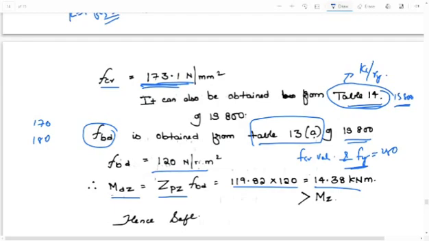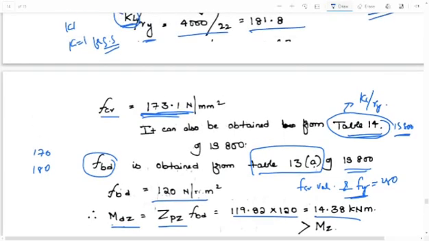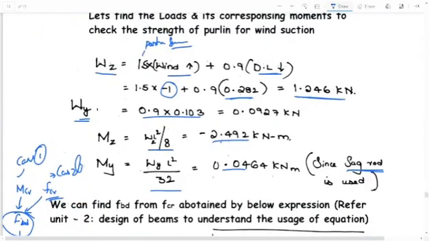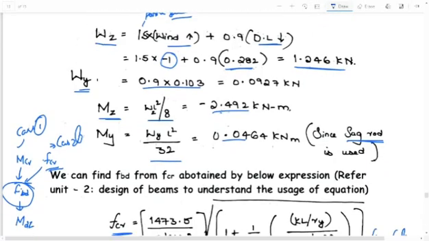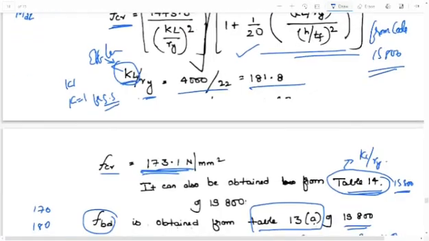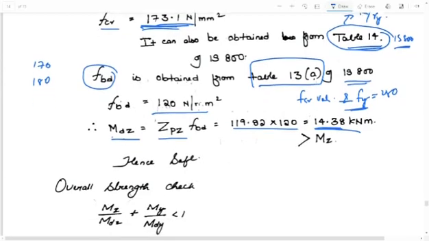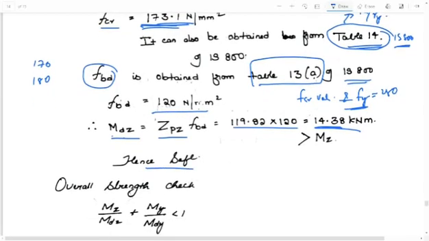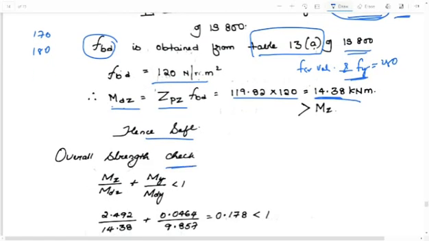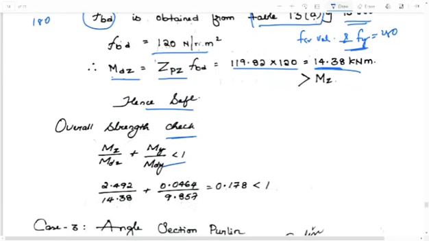Now you need to consider one thing. You have to check, what is the MZ value? 2.492. And what is here? 14.38. So MdZ is very much greater than MZ. So safe. And overall strength is also to be checked because of this.